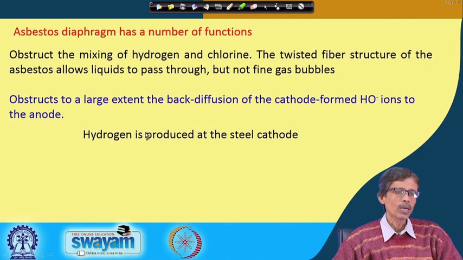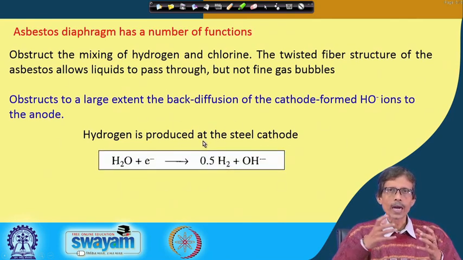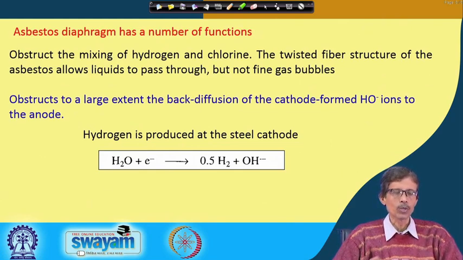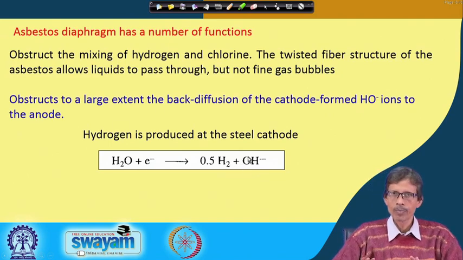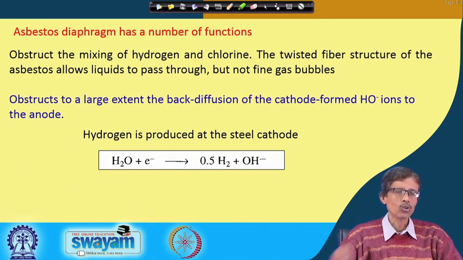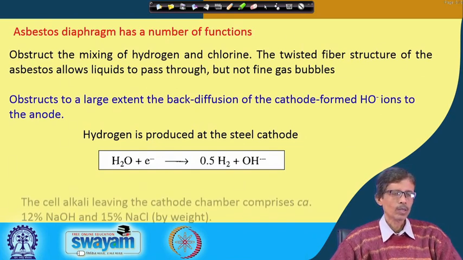So, hydrogen is produced at the steel cathode. We should take out the hydrogen produced in that cathode chamber, because it is accepting electrons to produce hydrogen at the cathode, and that is why we call them cathode-formed hydroxide ions. So, hydroxide ions, that means OH minus, will be there at the cathode only and should not pass to the anode.